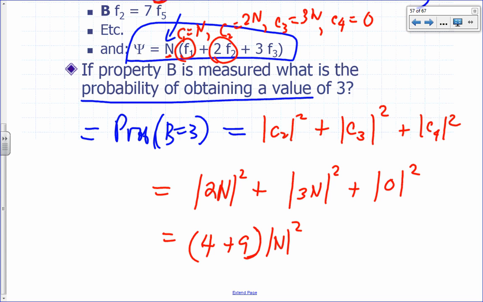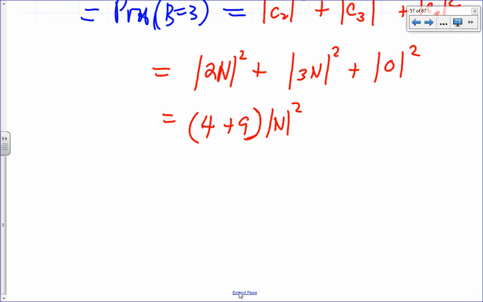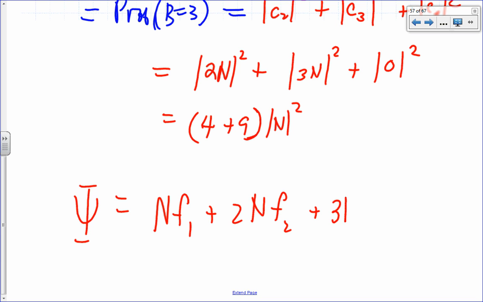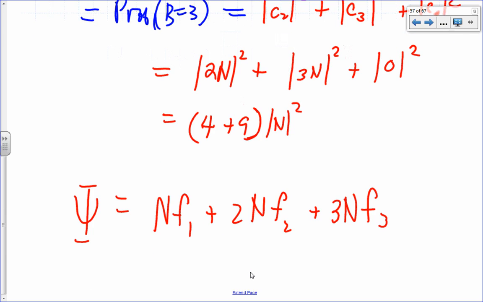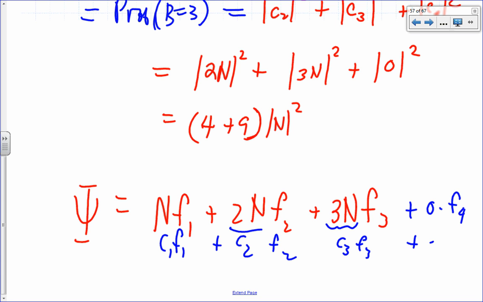And let me rewrite that. So we're saying psi is equal to n F1 plus 2n F2 plus 3n F3. I'm just distributing my n, okay? Right here. So that is C1 F1 plus C2 F2 plus C3 F3 plus 0 times F4, right? So C4 is 0, okay?